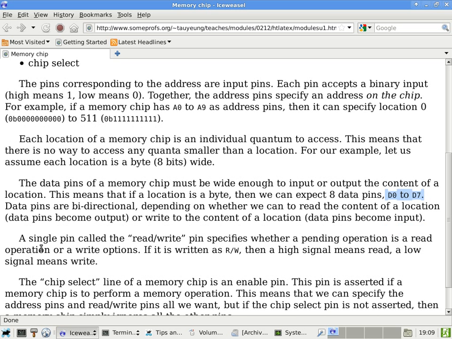I have one single pin called a read-write pin because I can specify whether I want to use a write operation or a read operation. A single line is good enough for that because I can use high to mean read and low to mean write, or vice versa. In other words, it's a binary pin. I'm either specifying a read operation or a write operation. There's no third alternative in this case.